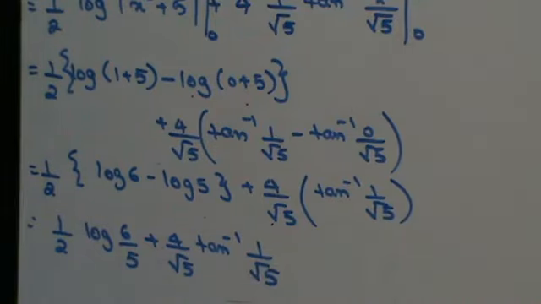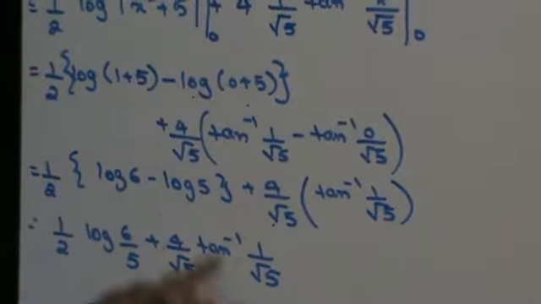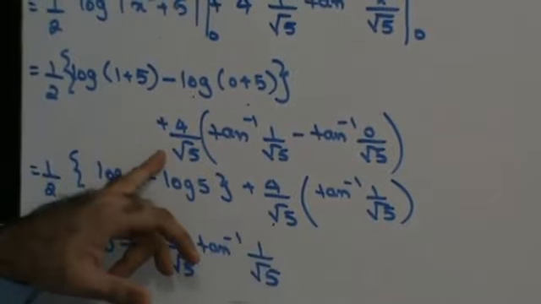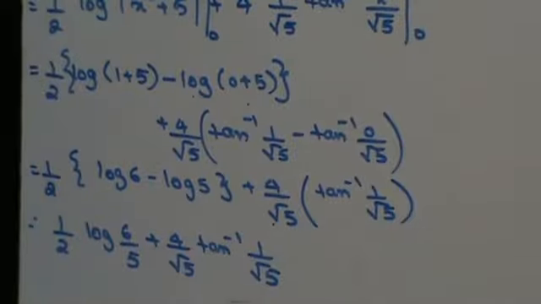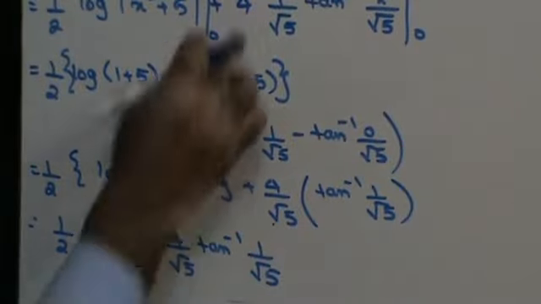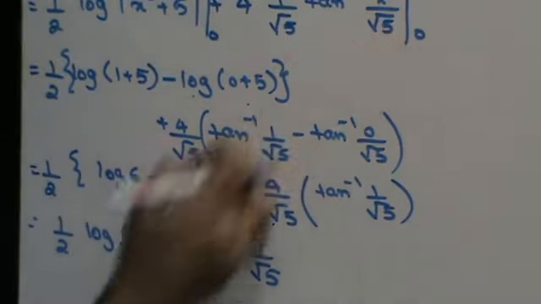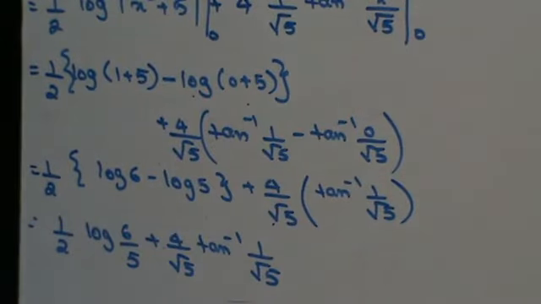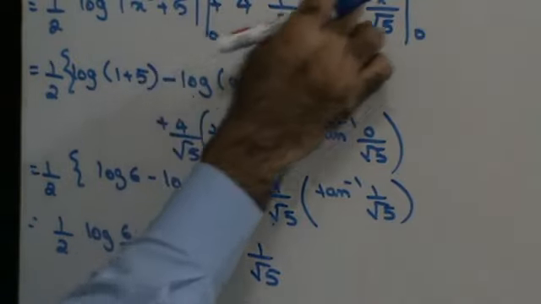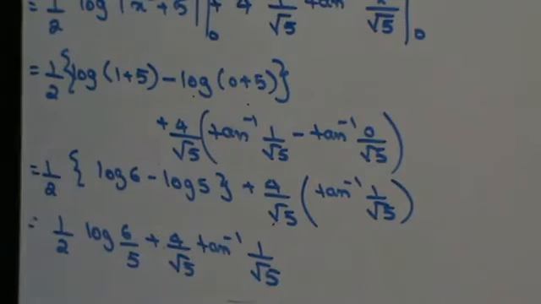Put the root 5 outside. Taking 4 by root 5 outside, this is 4 by root 5 and this is my angle x by root 5. Okay, now 1 by a. Right? 1 upon x square plus a square is 1 upon a tan inverse of x by a. Right? Next. Let's see the next one, guys.